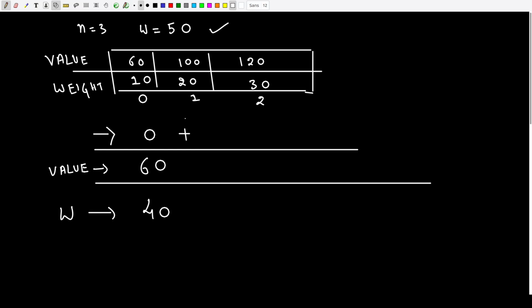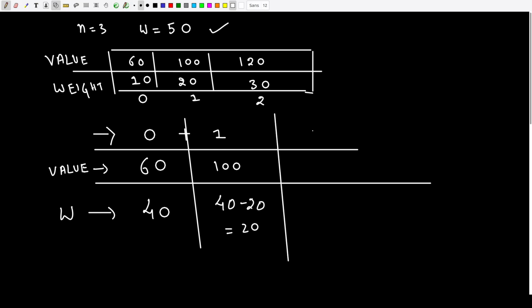Then we take the next element. Here the value is 100 and the weight is 20, so 40 minus 20, and the balance weight is now 20. Since it's a fractional knapsack, we can take the last element not in entirety, but we can take the remaining weight. The remaining weight is 20, so we can take 20 units of weight from this.